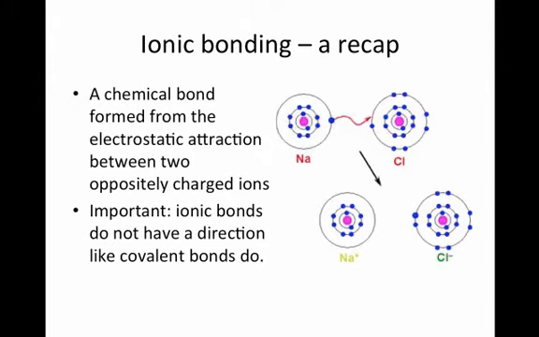It's important that ionic bonds do not have directions like covalent bonds do. Covalent bonds, you can draw a stick and work out an angle between them. You can't do that with ionic bonds. They are everywhere. But back to metals.